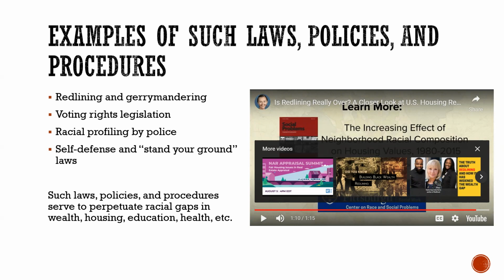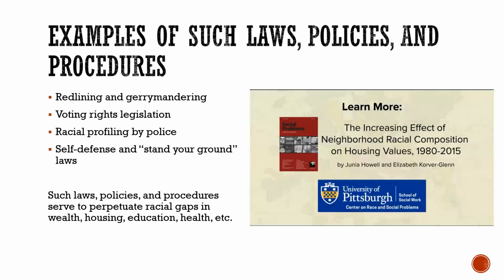So these are some examples of how such laws and policies and procedures, even though we say again, well, justice is blind, these things are done equally, but when you really look at the patterns and the trends, we see that these things serve to perpetuate these disparities and keep these gaps going between the races in all of these areas, right? In wealth, in housing, education, et cetera.